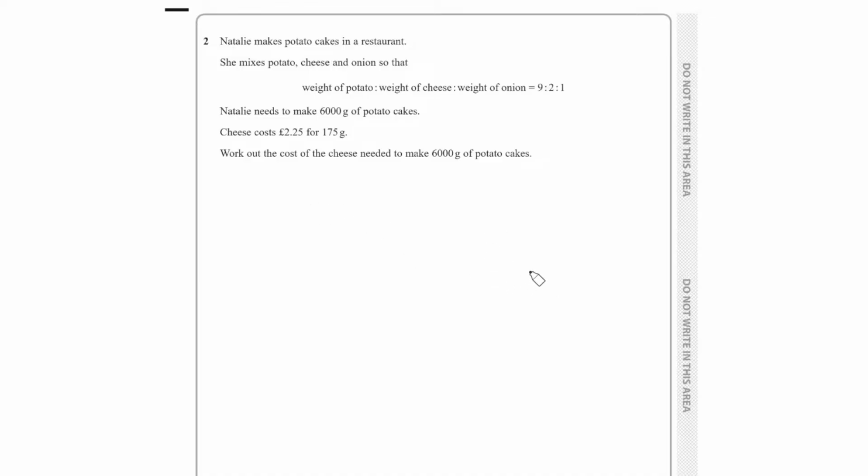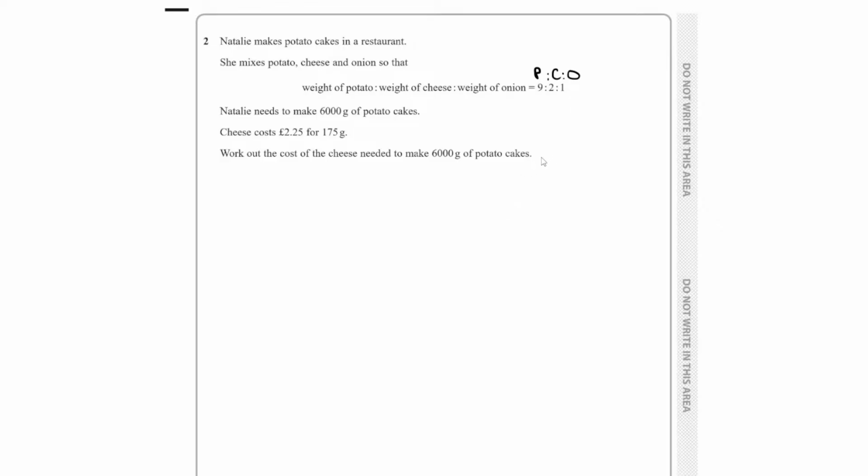Okay, question 2. Natalie makes potato cakes in a restaurant. She mixes potato, cheese, and onion so that the weight of potato to the weight of cheese to the weight of onion is 9:2:1. So potato, cheese, onion. I just like to write the letters there. Natalie needs to make 6,000 grams of potato cakes. Cheese costs $2.25 for 175 grams. Work out the cost of the cheese needed to make 6,000 grams of potato cakes.